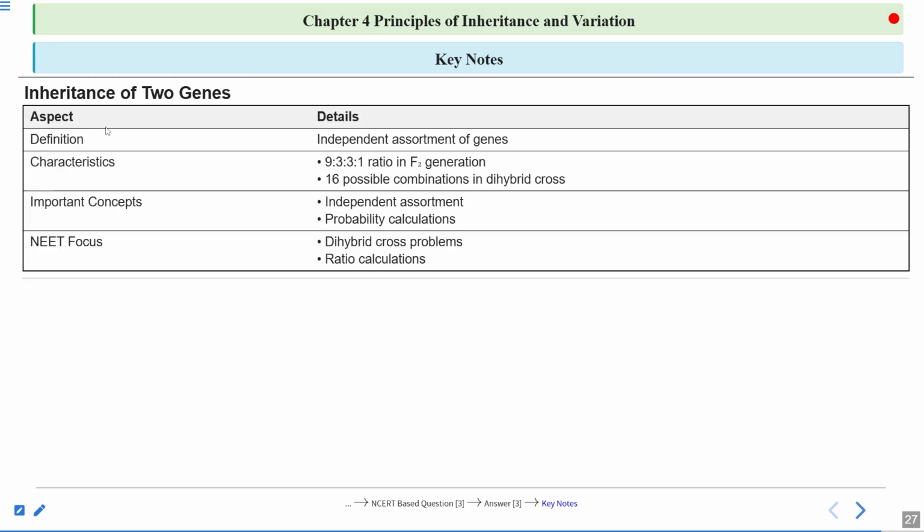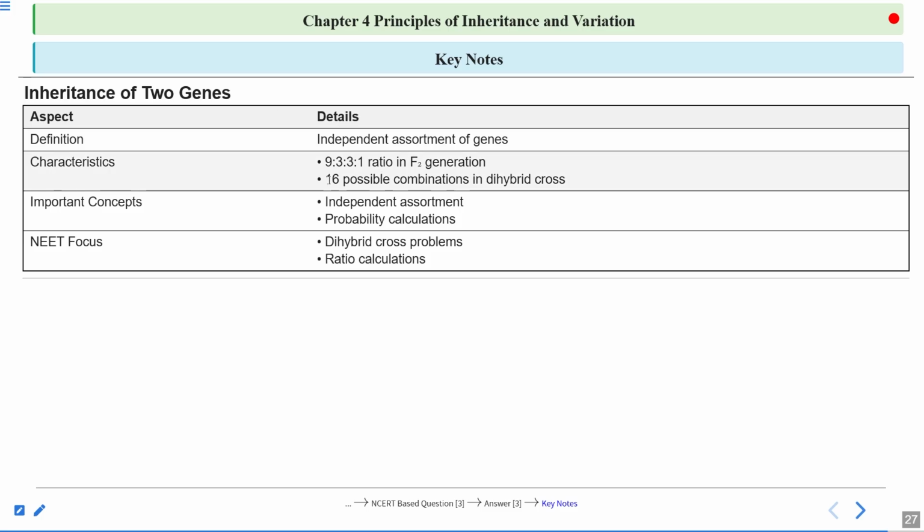Now we talked about inheritance of 2 genes also. Here, this is very important. Independent assortment of genes occurs. We will discuss this in detail in the next session. What is the phenotypic ratio here? 9:3:3:1. You get this phenotypic ratio in the F2 generation. We'll talk about the genotypic ratio in the F2 in the next session, when we'll be talking about inheritance of 2 genes.